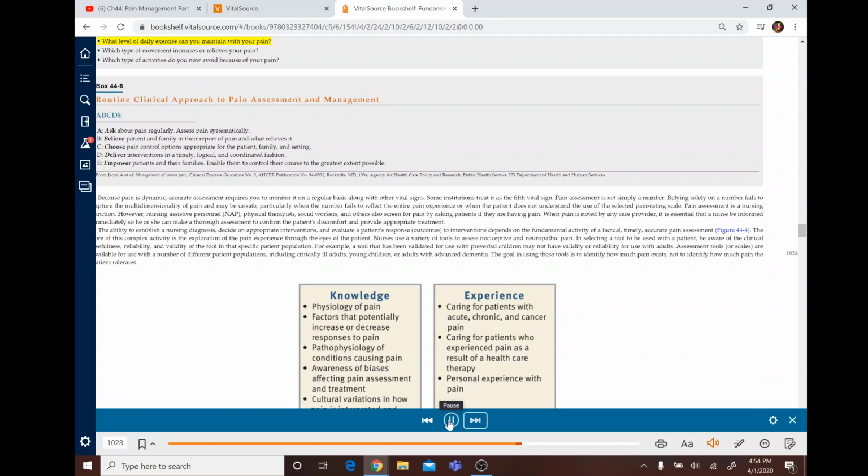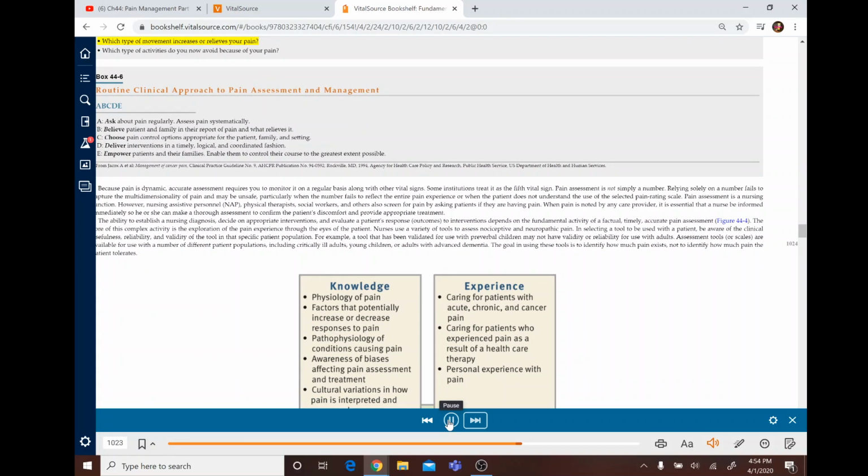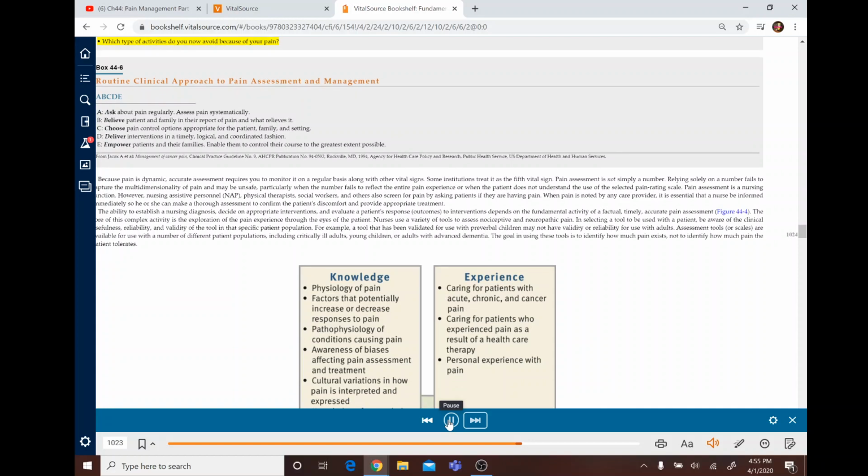Activity: what level of daily exercise can you maintain with your pain? Which type of movement increases or relieves your pain? Which type of activities do you now avoid because of your pain?